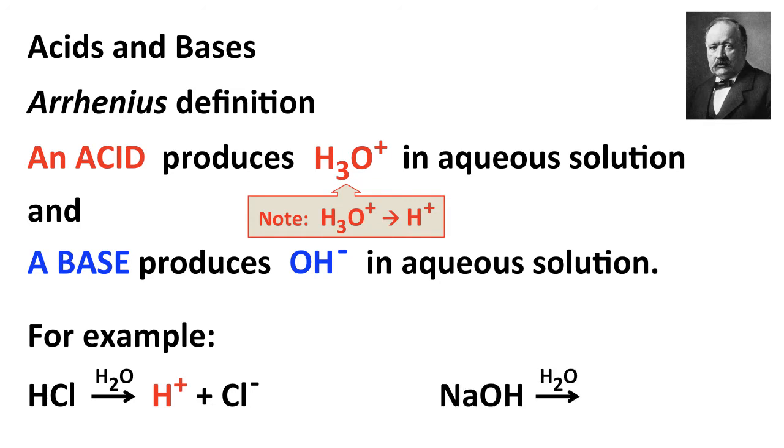Now, NaOH is a solid. When that dissolves in water, it produces, along with sodium ion, a hydroxide ion, and producing the hydroxide ion is what makes NaOH an Arrhenius base.